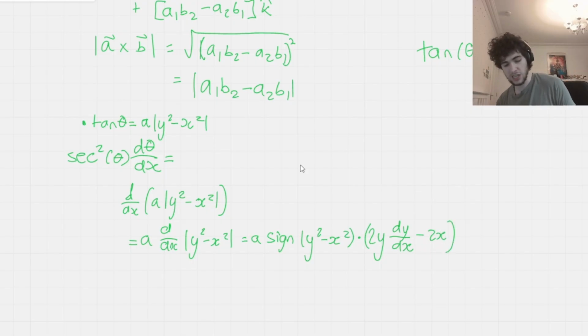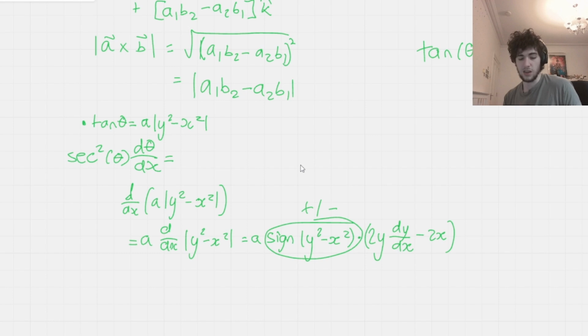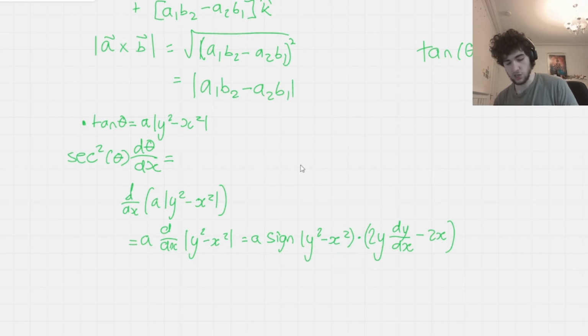So the sign here is just saying this is either going to be a plus or a minus. It's not an actual number. It's a plus or a minus depending on whether y squared minus x squared is positive, because if it's negative, you can remove the mods and just add a negative sign in front. So really that's all that sign is doing there. But then the actual differentiation part is the 2y dy dx minus 2x.